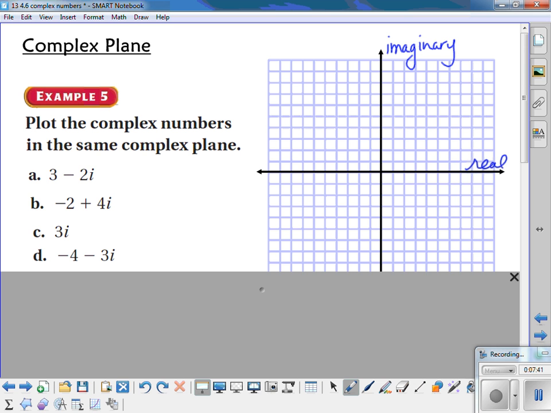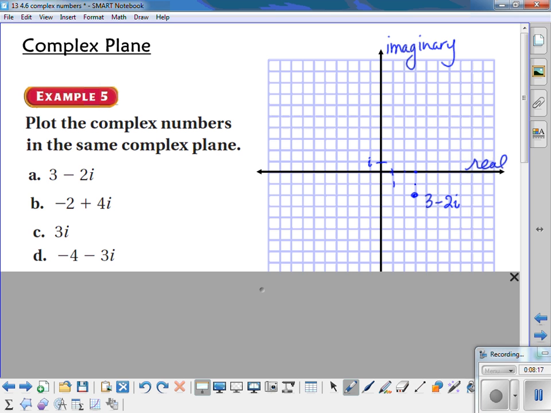So we just take the real part of the number, and that tells us how to go horizontally. And we take the imaginary part, and that tells us how to go vertically. Everything along here is 1 unit, and these are all my i units going up and down. So if I want to go to 3 minus 2i, I go to a positive 3 on the real axis, and then it's a negative 2i, so I go down, and there it is. It's just a point, 3 minus 2i. And that's all there is to it.